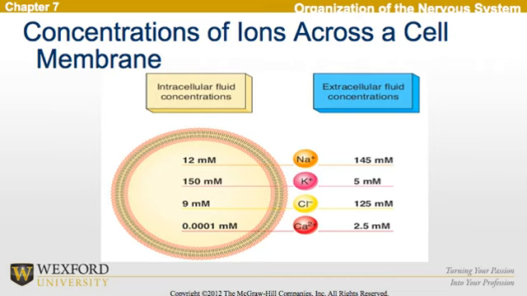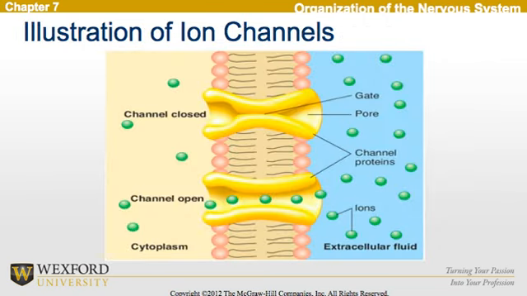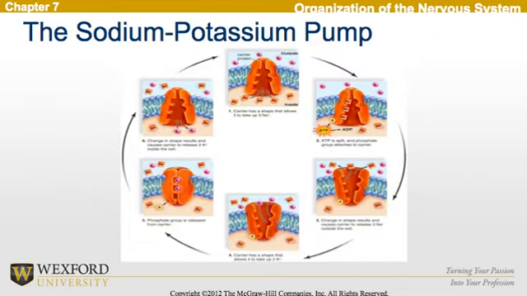Next, we see the concentration of each of the ions involved across the cell membrane. One involves intracellular fluid concentrations inside the cell. The other involves the extracellular fluid concentrations outside the cell. Next, we see an illustration of the ion channels that are involved in maintaining that membrane potential. Most importantly, the sodium-potassium pump plays a crucial role in the maintenance of the membrane potential.